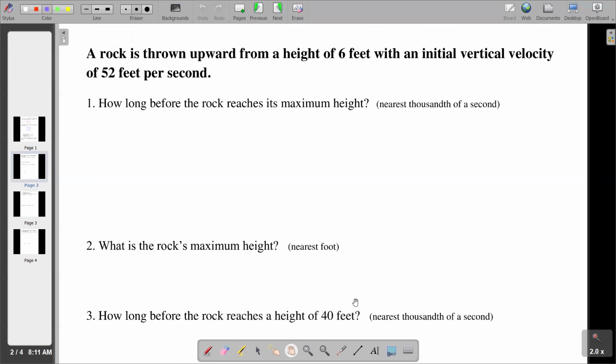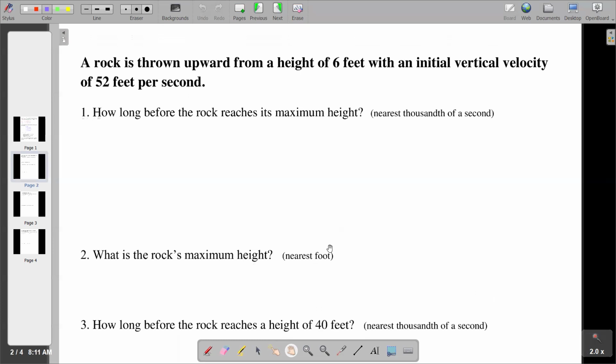So our first math problem is some rock is thrown upward. The angle of the throw is irrelevant because like I said, it's the vertical velocity that matters.